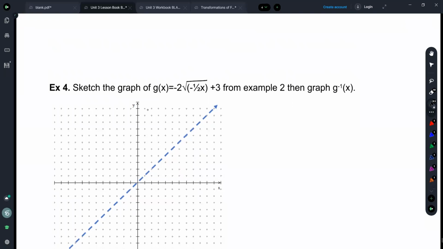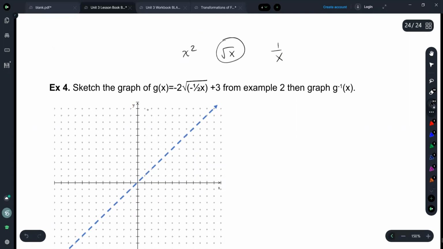We had three options really. We had x squared, square root of x, and 1 over x. So out of these three options, Blair? Okay, so that's our parent function, right? I'm going to start with f of x equals square root of x. And we'll start with the parent function points as usual.